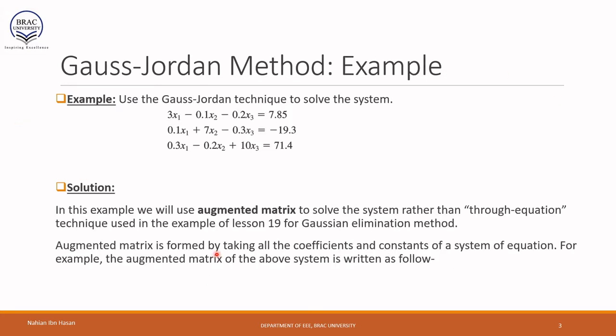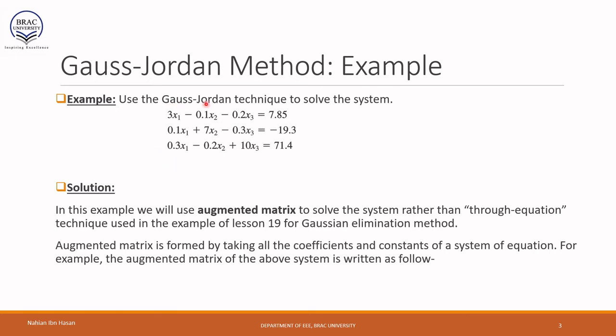If we see an example of the Gauss-Jordan method, it will be very clear to you. It's very much the same as the Gaussian elimination method, but there's a slight difference in the calculations. In this case, we are going to use the augmented matrix. A new term. So what is an augmented matrix?